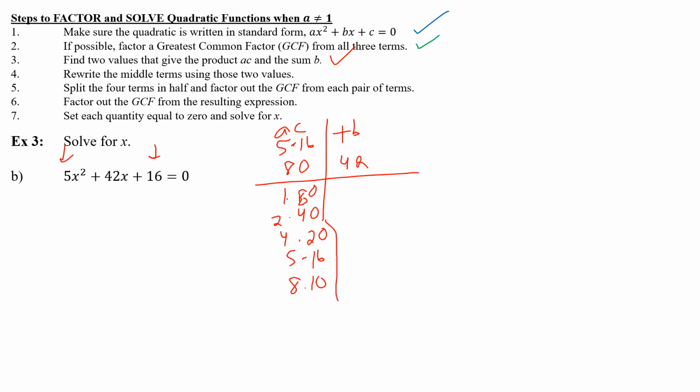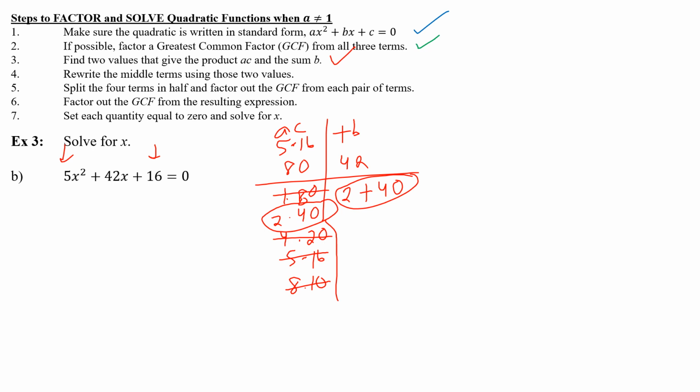Now, we need them to add up to 42. 1 and 80 won't do the trick. 2 and 40 sounds like it might. 4 and 20, there's no way it gave me 42. 5 and 16 wouldn't do it either. Neither would 8 and 10. So it looks like 2 and 40 are going to be our numbers.